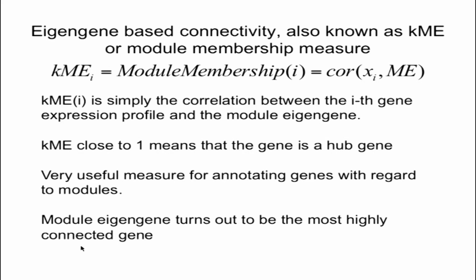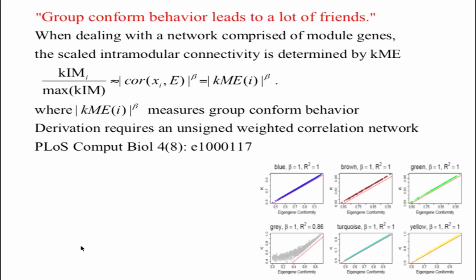Now it turns out that the KME measure and the intramodular connectivity are highly related. Without giving you the details, here are plots for different modules where I relate intramodular connectivity on the y-axis versus the KME measure on the x-axis, and you notice almost perfect relationships. So in practice, whether you use K-in or KME in case of a correlation network doesn't matter. So you might as well use KME.